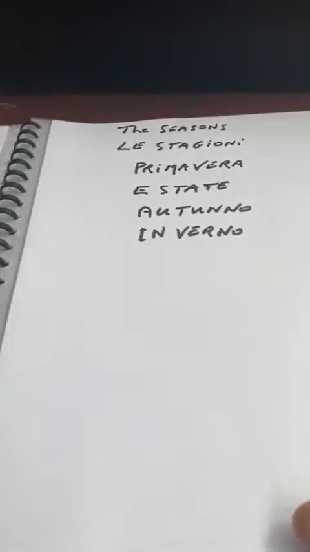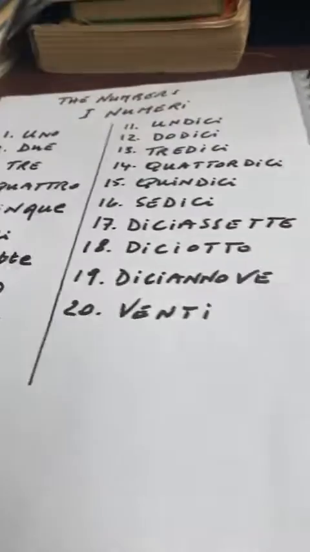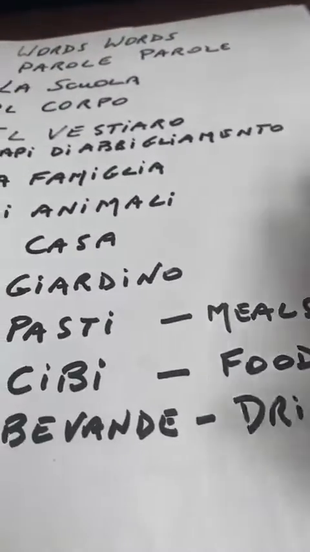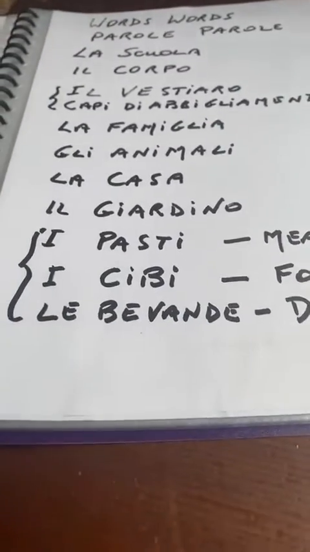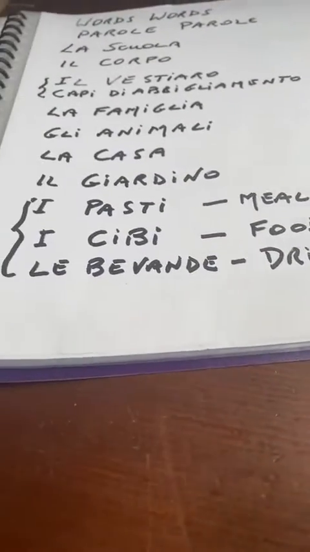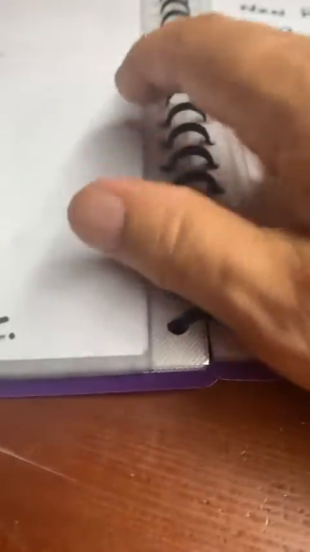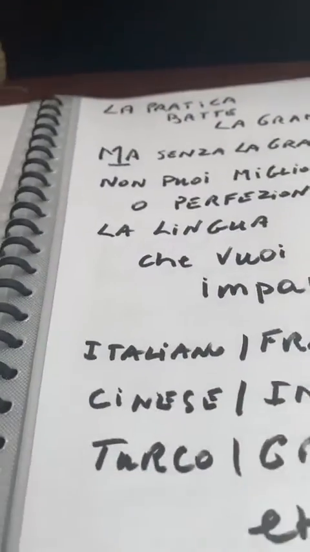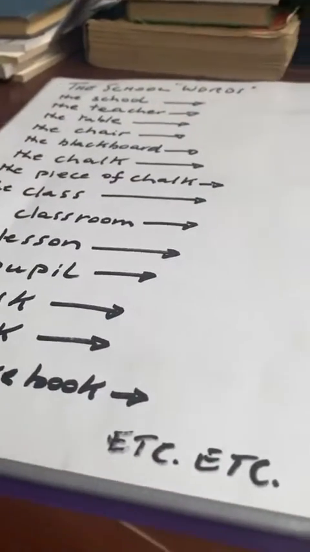And then we went on to i giorni della settimana, i mesi dell'anno, the seasons, which you have to learn off by heart. The numbers, and these are some of the words of particular topics, like la scuola, school, il corpo, the body, il vestiario, capi di abbigliamento, that's clothing, la famiglia, family, the animals, la casa, il giardino, and then the food part, meals, food, drinks, i pasti, cibi, le bevande. So that's where we are with our revision.